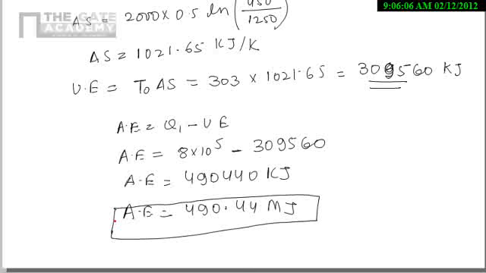So the available energy for this question will be 490.44 megajoule. Now let's take another problem which was asked in GATE 2003. I am writing the problem here for GATE 2003.